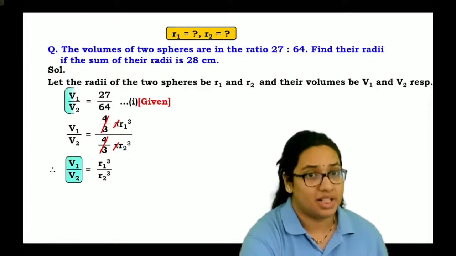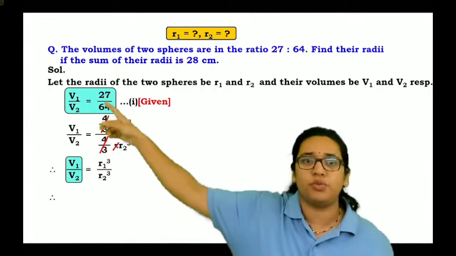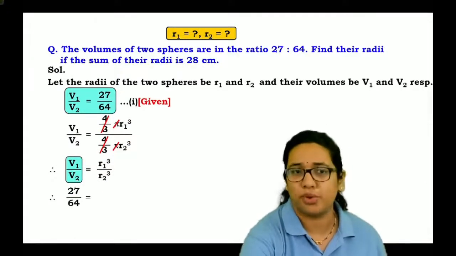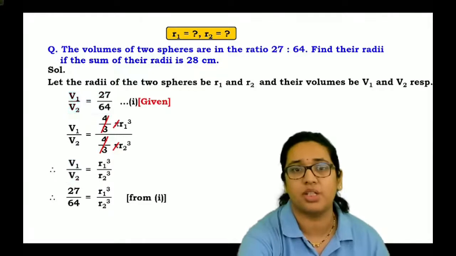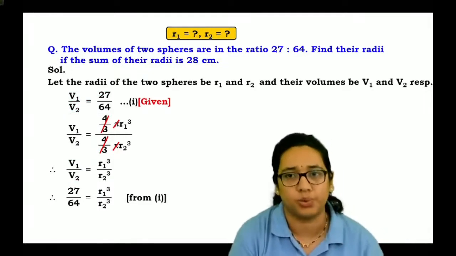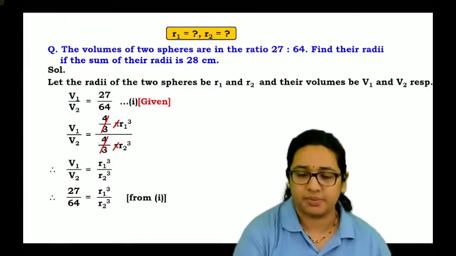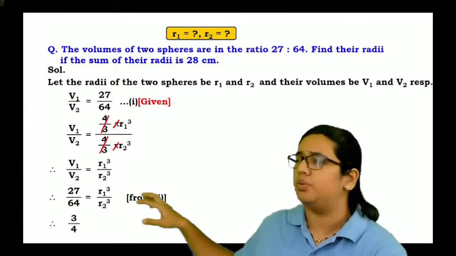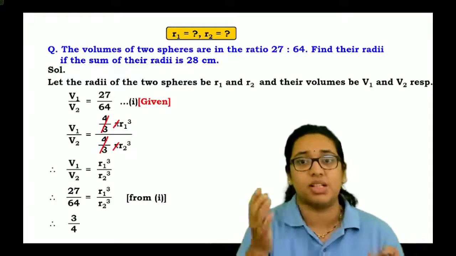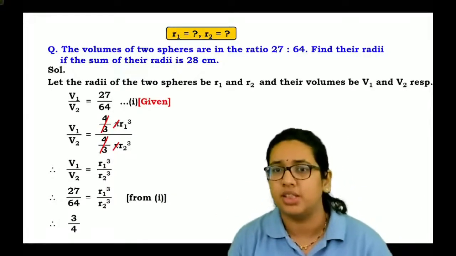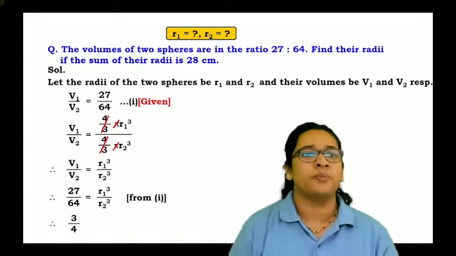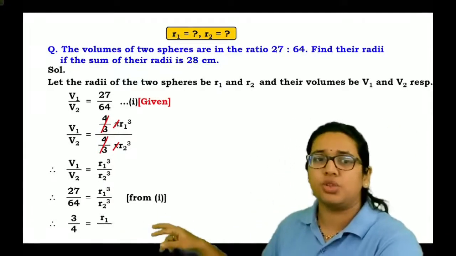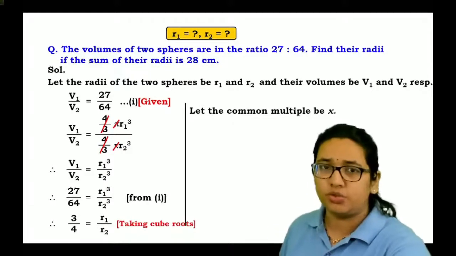So we can write this as V1 upon V2 is nothing but 27 upon 64. That is, 27 upon 64 is nothing but R1 upon R2 bracket cube. Okay. So we can say that R1 upon R2 will be, what we have to do, we just have to consider cube root on both sides. Good Aditya, very good Rajesh, good one. So R1 upon R2, we just have to consider the cube root, so that R1 upon R2 will be 3/4.